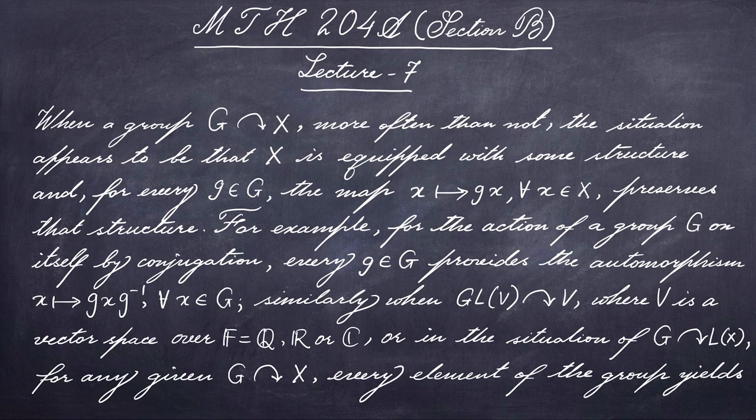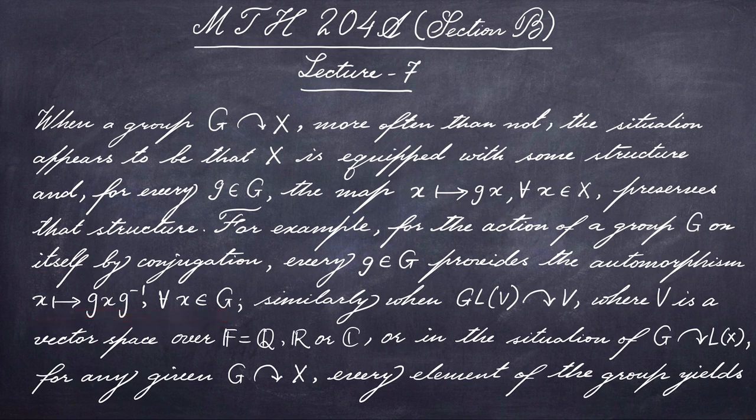In the last two lectures, we have seen a lot of examples of group actions. In some of those examples, we have noticed that the concerned set X is equipped with some structure, and every element g of the acting group, the map that it yields, that is sending each x of X to gx, preserves that given structure. For example, if we consider the action of a group G on itself by conjugation, then for each g in G, we obtain the map x goes to gxg inverse for every x in G. This is an automorphism of G.